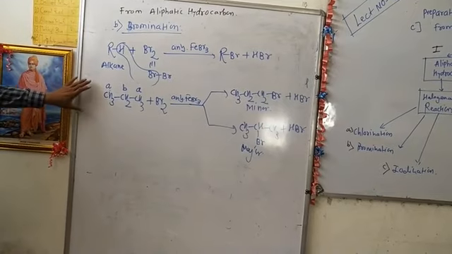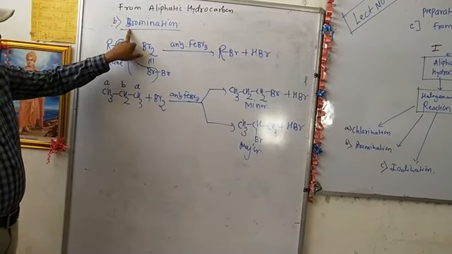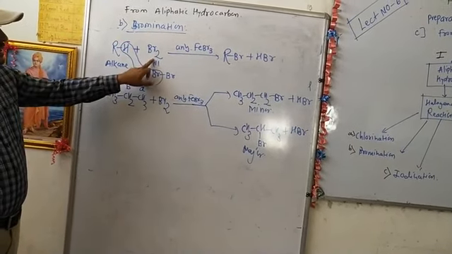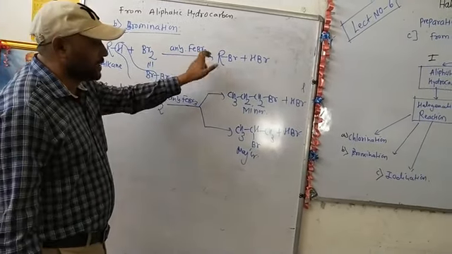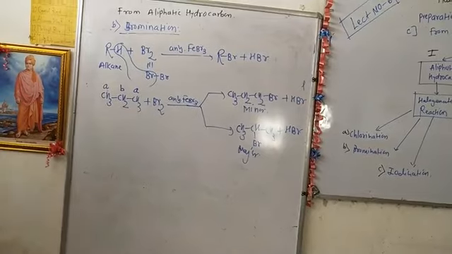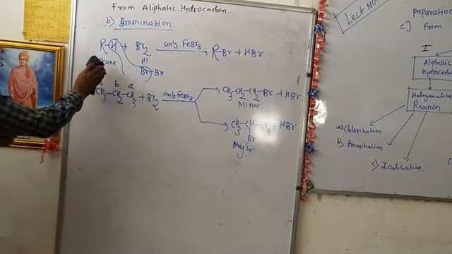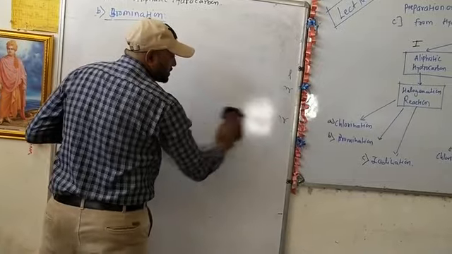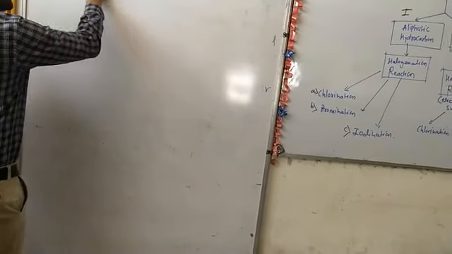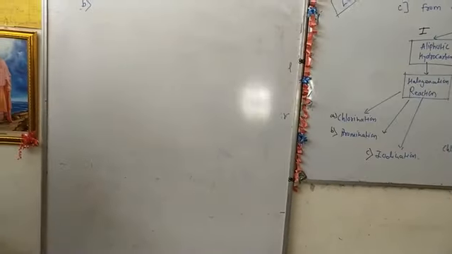So this reaction is called what? Bromination reaction. And for the bromination we require the catalyst anhydrous FeBr3. Now take the third example of this reaction, that is iodination.